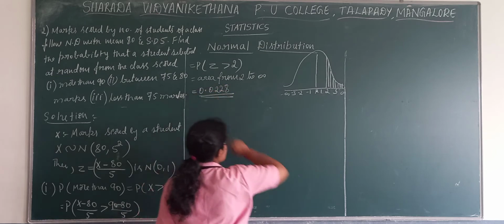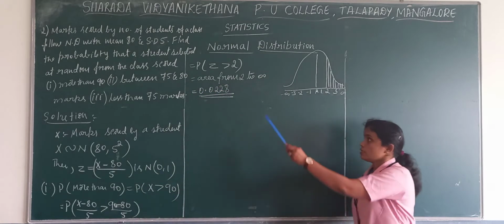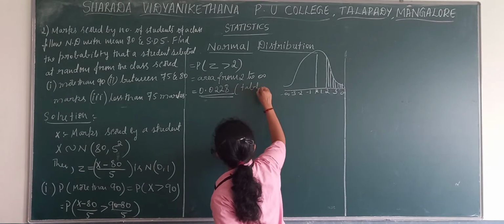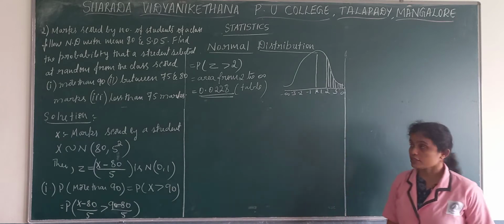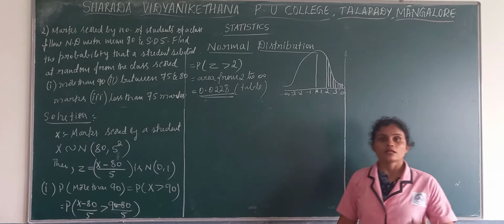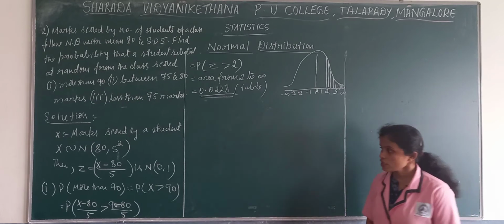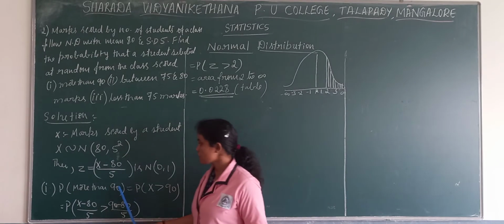0.0228 from the statistical table. This we have got from the table. For your understanding I am writing, don't write that there, it is from table 2. I hope it is clear.